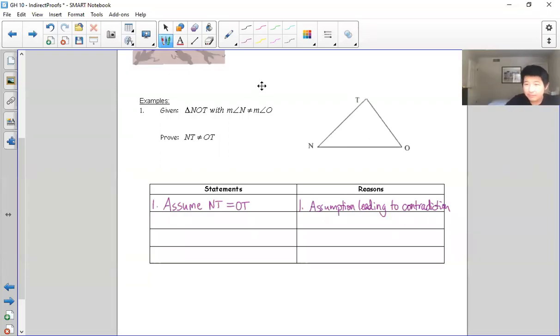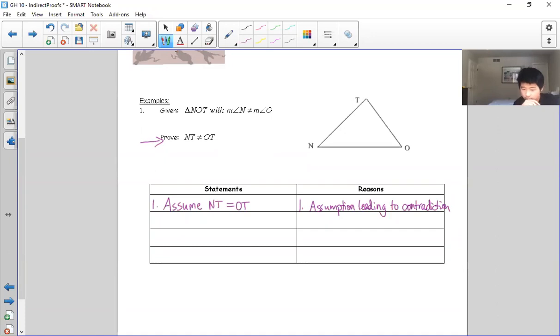Okay, so just to review, when we create a proof by contradiction, we start by assuming that what we're trying to prove is false, and then we reach a contradiction, and then we know that the thing we had to prove is actually true, depending on how you look at it. So we're assuming the opposite of what we are trying to prove. We treat that almost like a given.